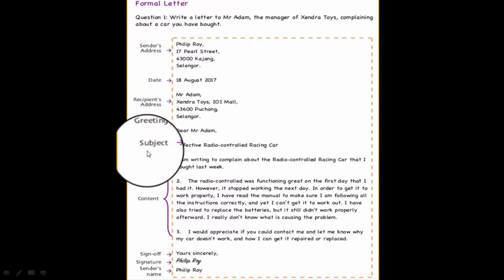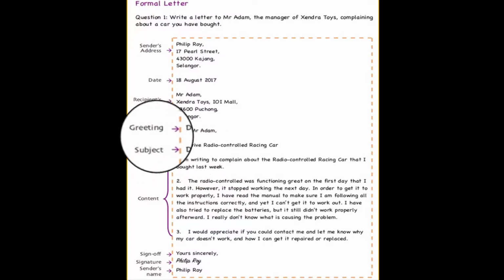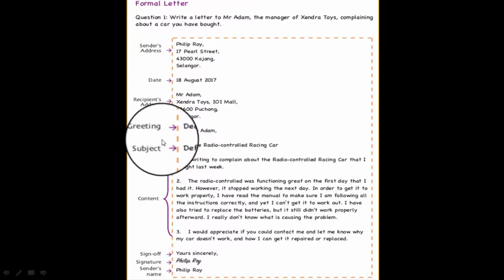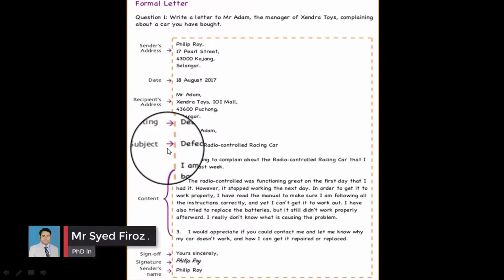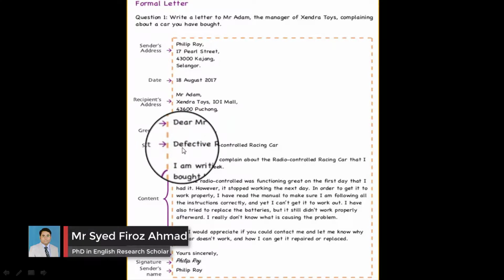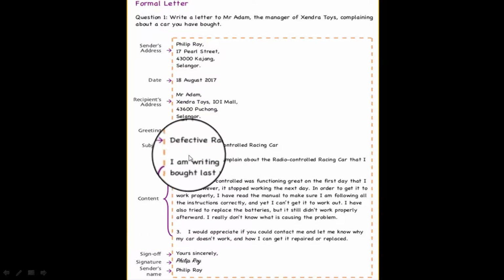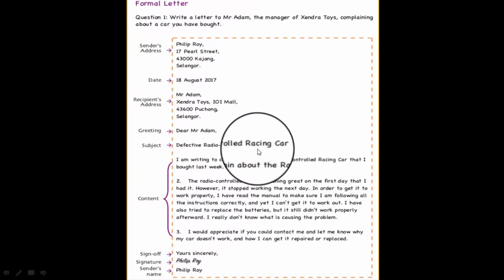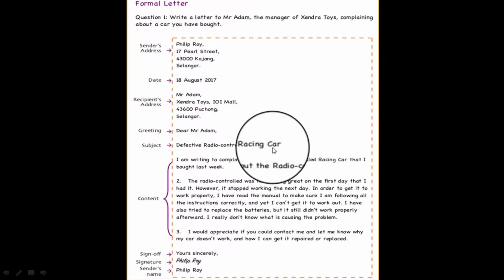Then the subject, students. There is a conflict about where to write the subject. It may be written before the greeting or salutation, or after that. It depends on you, but in my opinion you should write it just before the body. That will be better. So dear Mr. Adam, and this is the subject, defective radio controlled racing car. This is a toy.